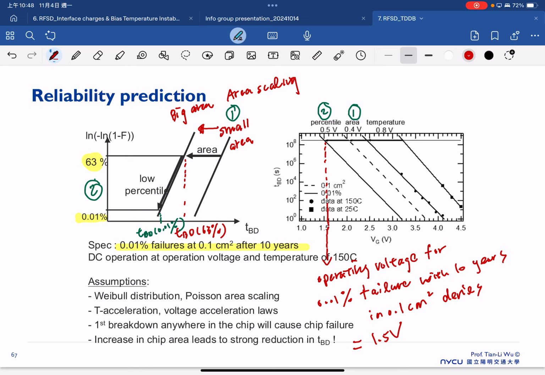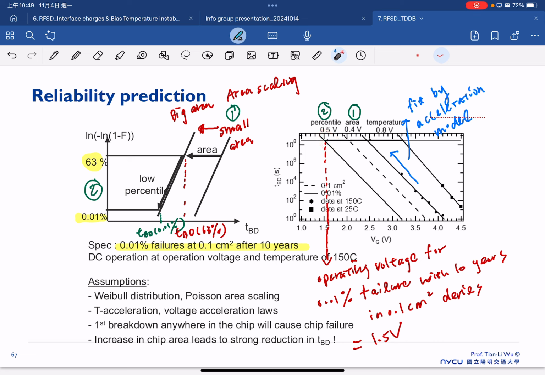So this is exactly in the end what we do. You can see now we test at a very high voltage. We test at 4 volt, 3.5 volt, but we fit it. This is fitted by the acceleration model. And then once we fit it by the acceleration model, we can start to see the value here, and we do the area scaling, we do the percentile scaling. In the end, we reach this term here.